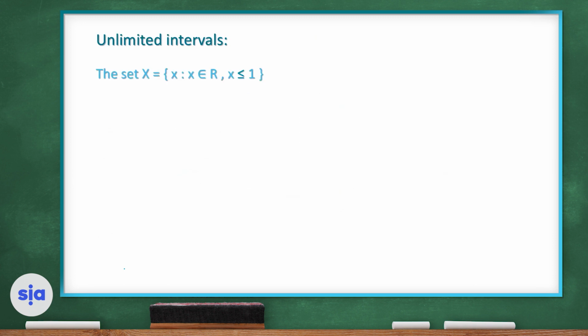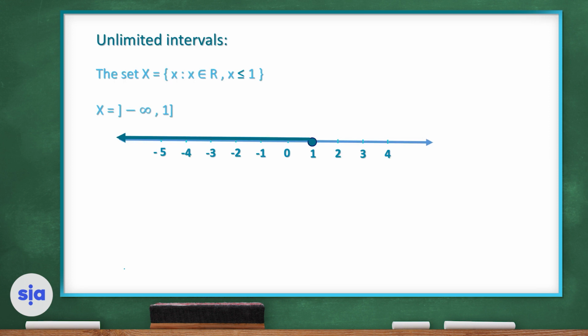Unlimited intervals. If we say that x belongs to R, where x is less than or equal to 1. Why is it unlimited? Because x is any number less than or equal to 1. So it starts from the -infinity until it reaches the 1, and here we have or equal to, so the 1 will be closed. And remember, the -infinity and the positive infinity are always opened. Infinities are always opened. So this one is from -infinity until 1 closed.